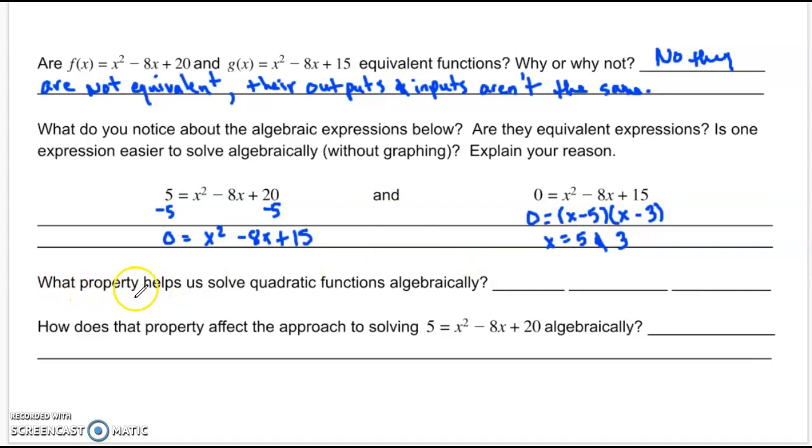What property helps us solve quadratic functions algebraically? That's what we already talked about right here. That would be the zero product property. And how does that property affect the approach to solving 5 equals x squared minus 8x plus 20 algebraically? Well, in order to use the zero product property, our function has to be set equal to 0. So we had to subtract that 5 from both sides of our equation to get a function that was set equal to 0.